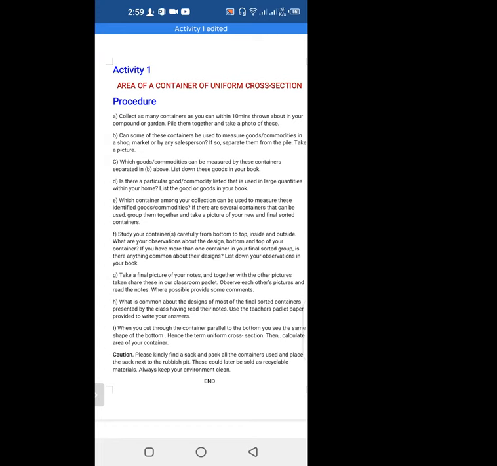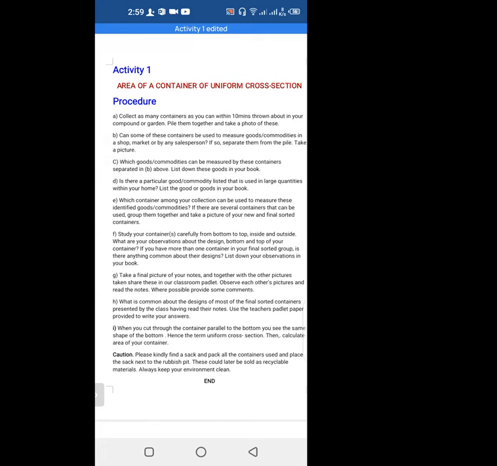And if you have more than one container in your final sort, like in Part E, is there anything common between their designs? If there are some that are common, write down what is similar or common in them. I want you to write down the observation in just 5 minutes. Write down Part F.